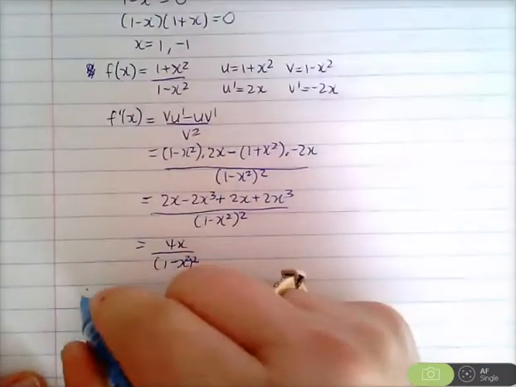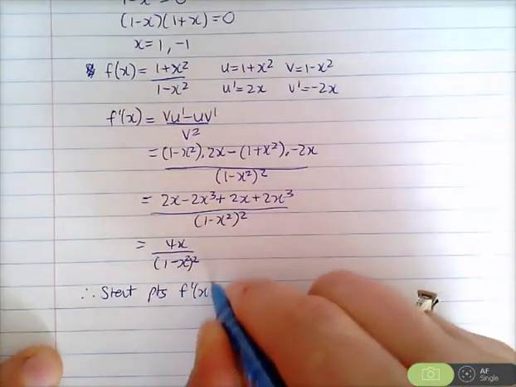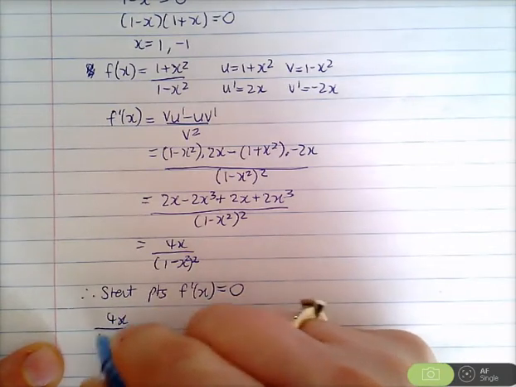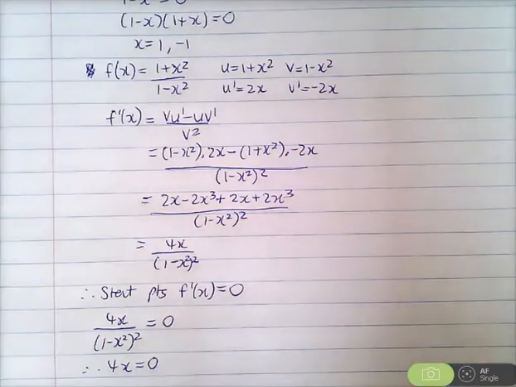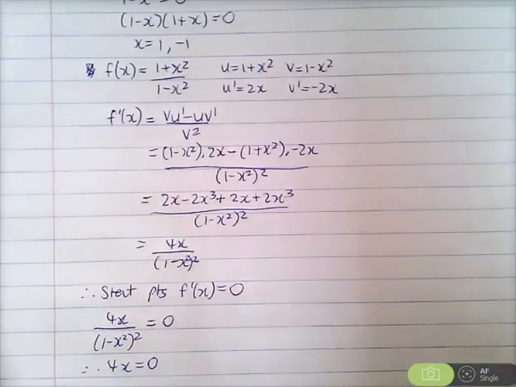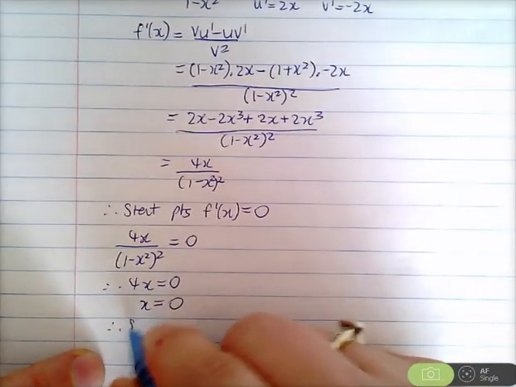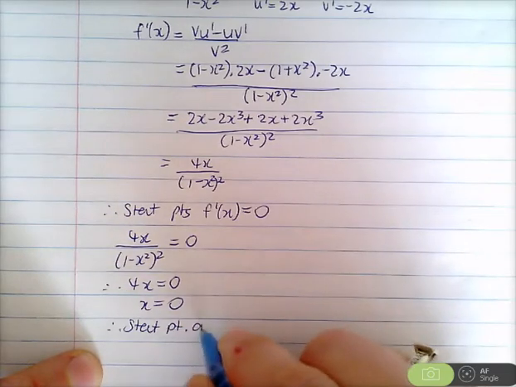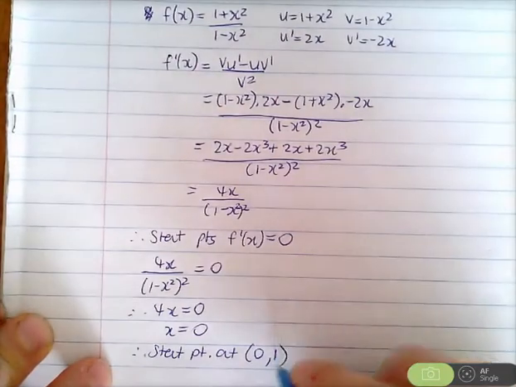So therefore, stationary points occur when f dashed x equals 0. So you put f dashed x equals 0, and therefore 4x must equal 0, because only the numerator can be 0. And we get that there is a stationary point when x is 0, but we already know that when x is 0, y is 1. So therefore we've got a stationary point at (0, 1). So we're going to need to determine its nature.